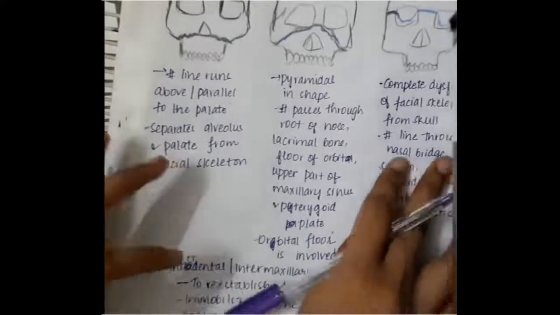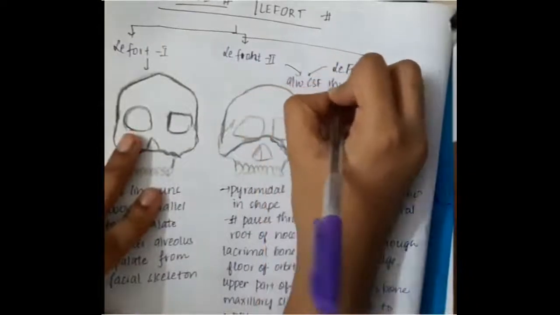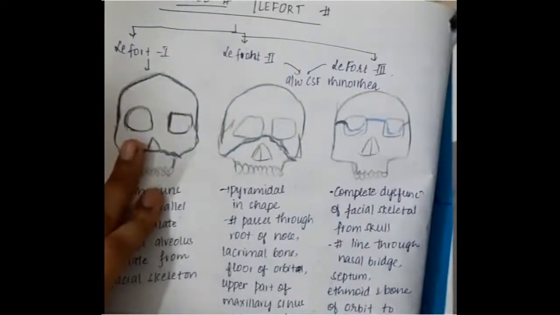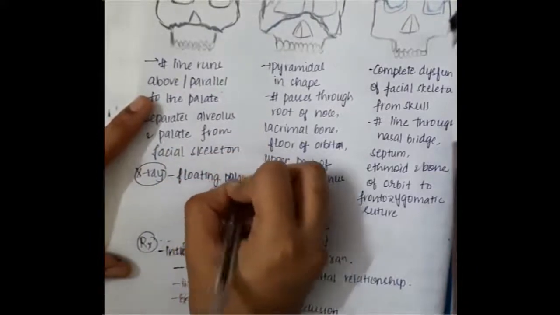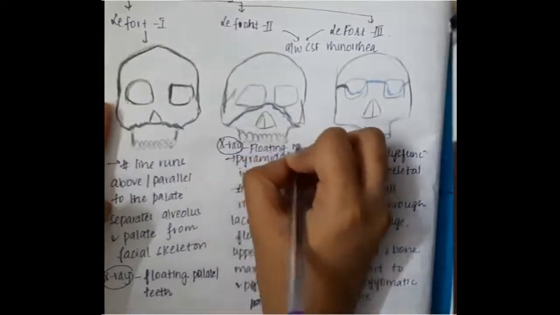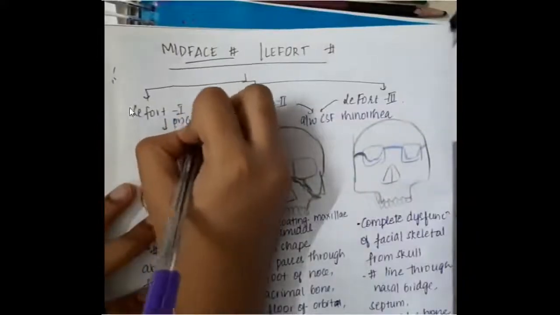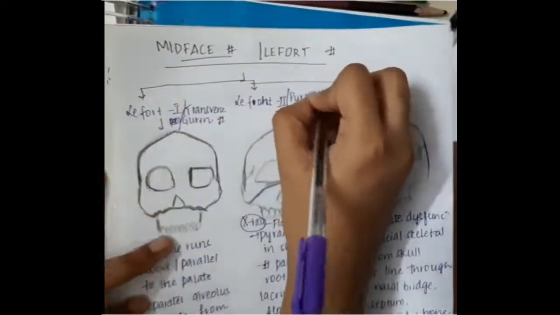Then after this Lefort fracture, one more important thing is Lefort 2 and Lefort 3 are associated with CSF rhinorrhea. On Lefort 1 X-ray, you will see presence of floating plate and teeth. Lefort 2, you will see presence of floating maxilla, right.